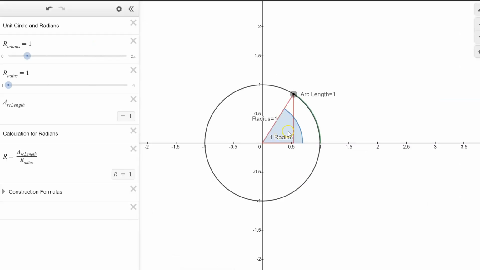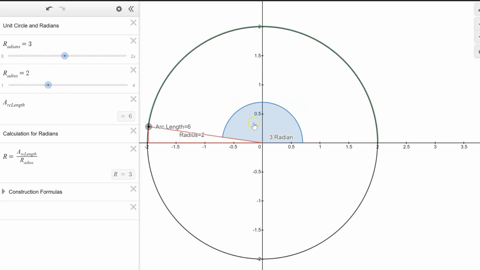So you can see this is 1 radian. So we have 1 radius and our arc length is a distance of 1. So now if I do 2 radians, you can see my arc length now is a distance of 2 with a radius of 1. So it's twice the radiuses. And when I go to 3, it has done now 3 radiuses. So watch, if I make my radius larger, you can see the same thing happens.